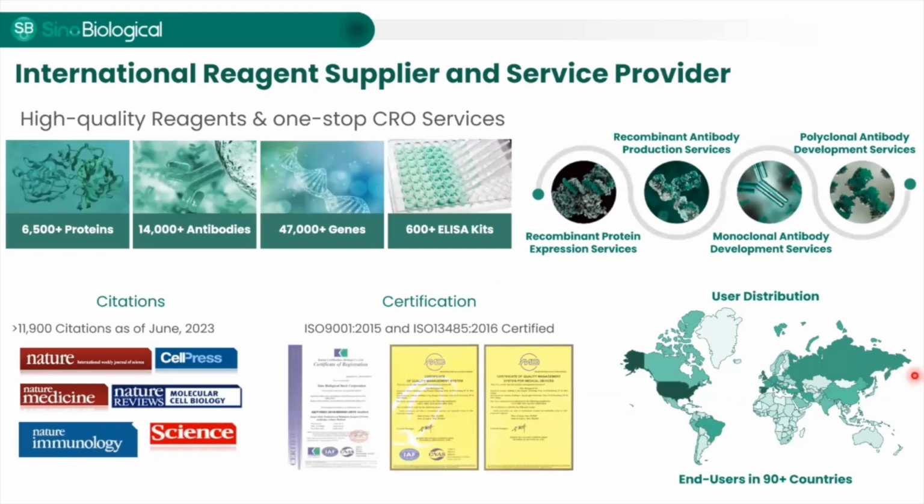And I would also like to mention that we not only have this extensive catalog collection, but we also have CRO services that are designed to support your research and development needs across various fields. And lastly, as a global company, we reach over 190 countries, and we have established a very strong presence worldwide. And we are committed to delivering high-quality products and services that meet the needs of researchers and scientists around the globe.